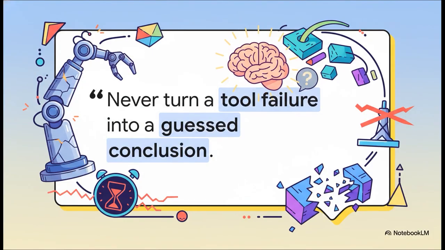This brings us to an absolutely critical rule when building these kinds of systems. Your tools are going to fail sometimes. That's just a fact of life. APIs time out, networks glitch. The golden rule is this: never, ever let the model turn a tool failure into a guessed conclusion. It has to know the tool failed so it doesn't just start making things up.